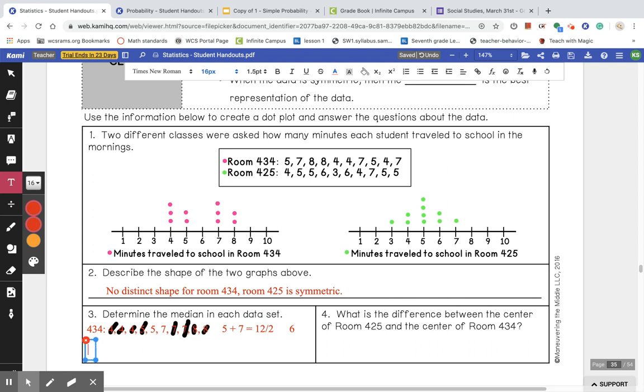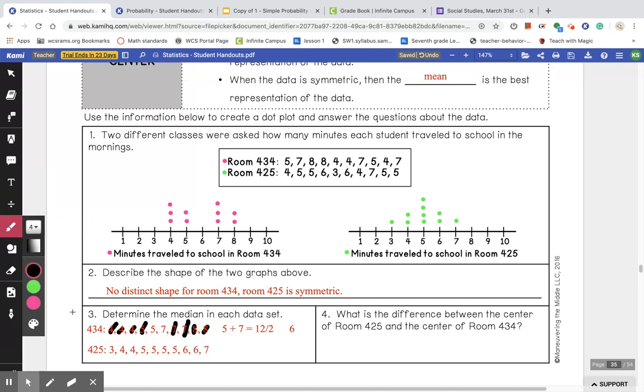Now we're going to find it for the room 425. So again, I'm just going to pick the numbers off the graph. So 3 has 1 dot, so there's going to be 1 3. 4 has 2 dots, so 2 4s. 5 has 4 dots, so 1, 2, 3, 4. 6 has 2, so 2 6s, and then just 1 7. So same thing like what we did above. We have to find the median, so we're going to work from the outside in. So cross off the 2 ends and the next 2.